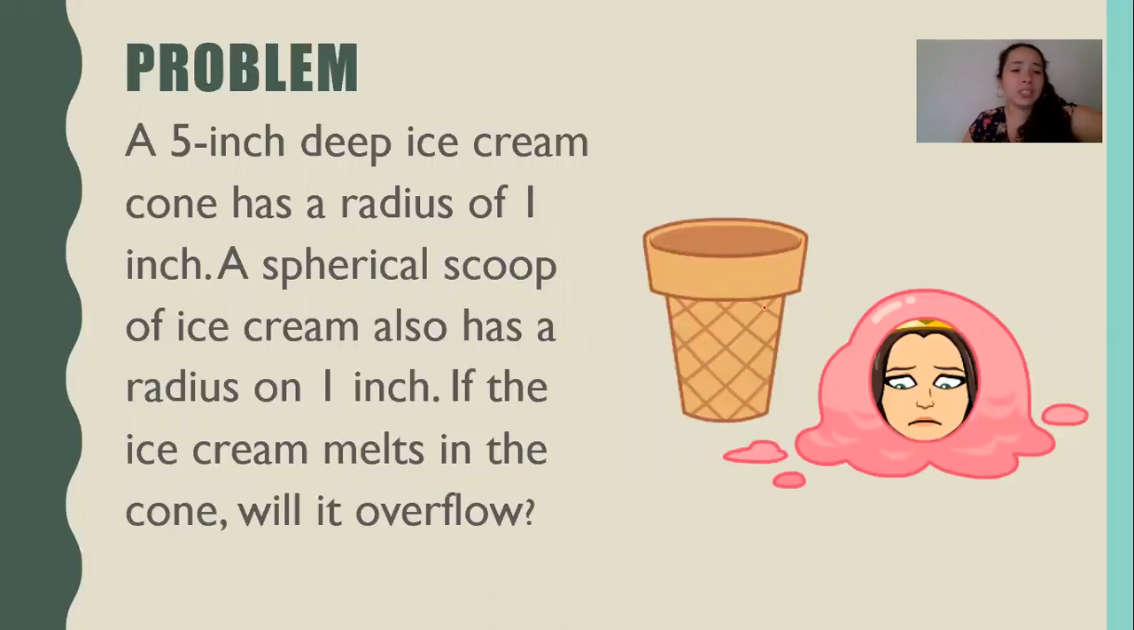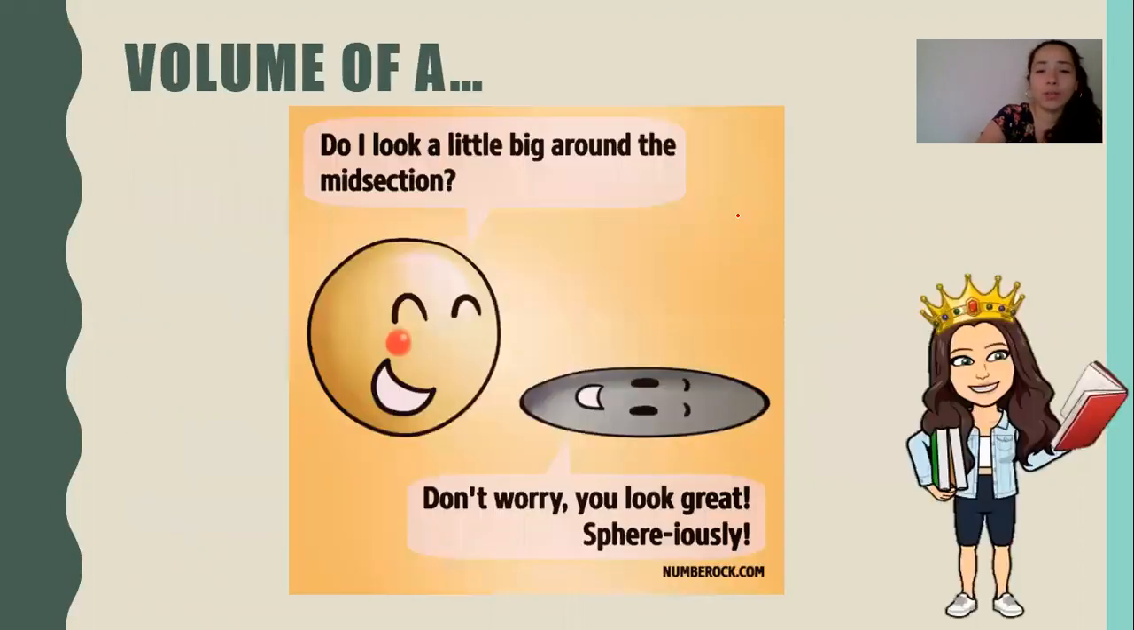A 5-inch deep ice cream cone has a radius of 1 inch. A spherical scoop of ice cream also has a radius of 1 inch. If the ice cream melts in the cone, will it overflow? Okay. So they're trying to say if this melted in the cone, would it overflow?